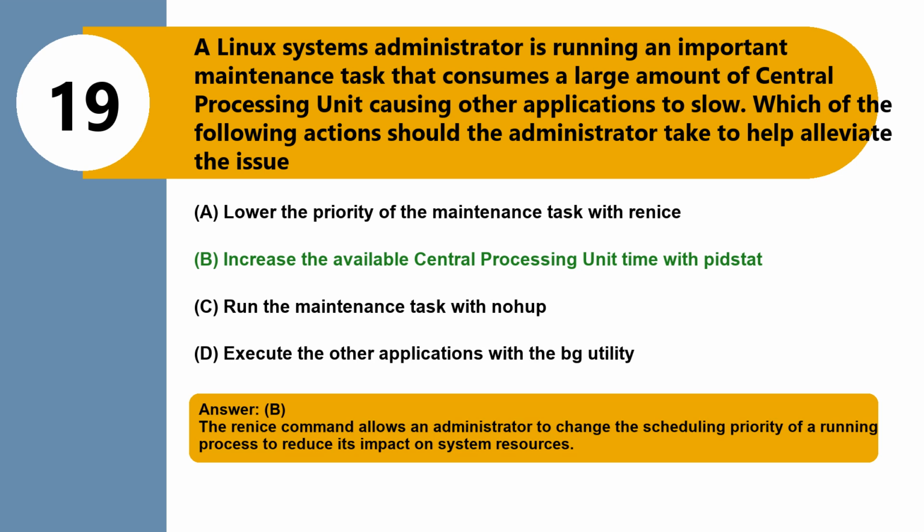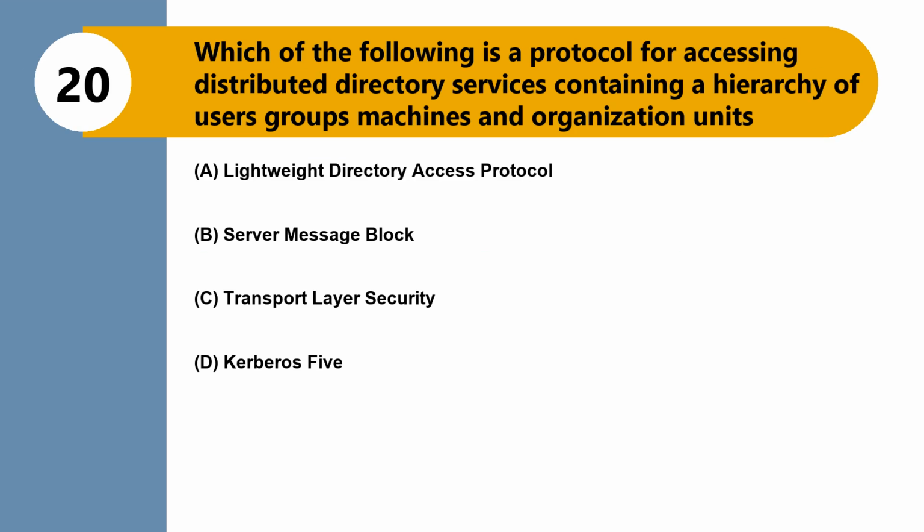The Renus command allows an administrator to change the scheduling priority of a running process to reduce its impact on system resources. Question 20. Which of the following is a protocol for accessing distributed directory services containing a hierarchy of users, groups, machines, and organization units? Option A. Lightweight Directory Access Protocol. Option B. Server Message Block. Option C. Transport Layer Security. Option D. Kerberos 5. The correct answer is option C.